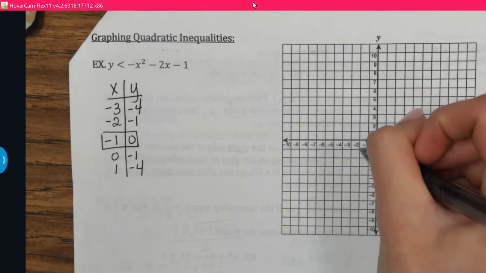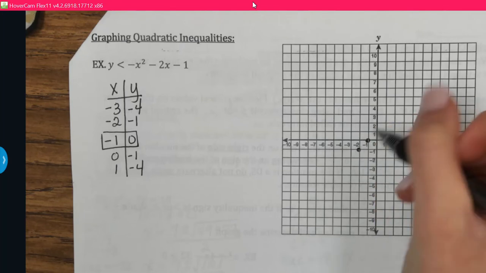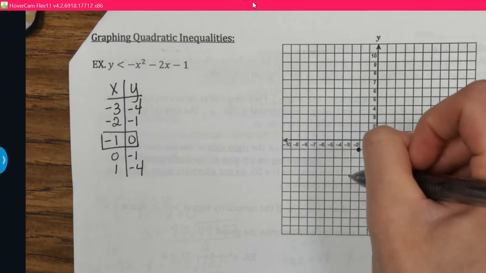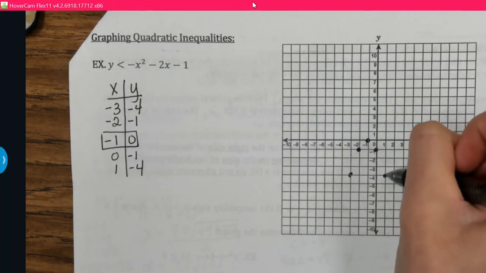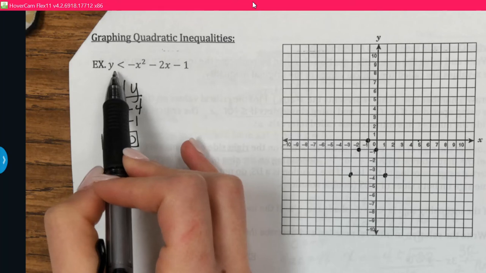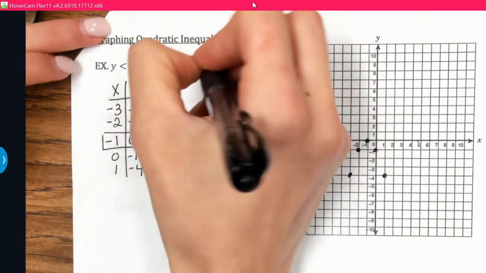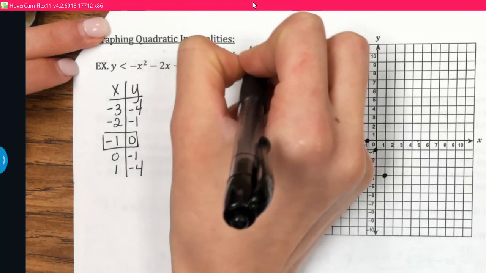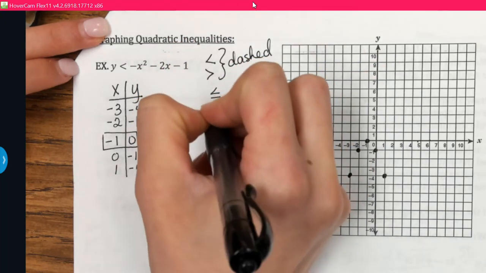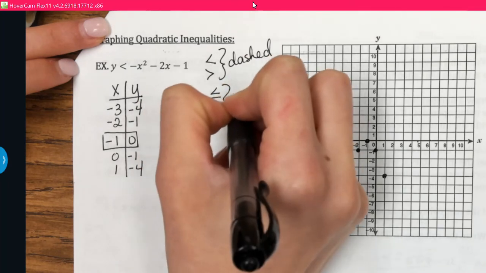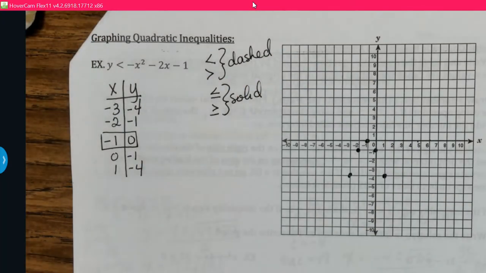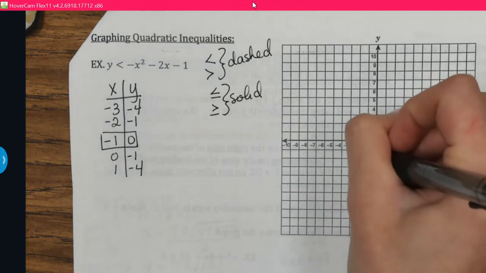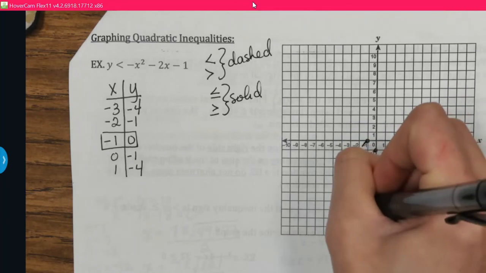I'm going to plot those points, then I'm going to analyze and see, am I doing a dashed or solid line? So my inequality is less than. If it's less than or greater than, those are dashed boundaries. If it's less than or equal to, greater than or equal to, those are solid boundaries. Okay, so I'm going to have a dashed boundary for this parabola.